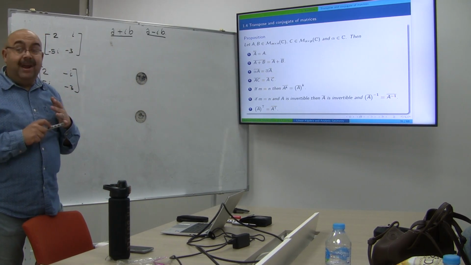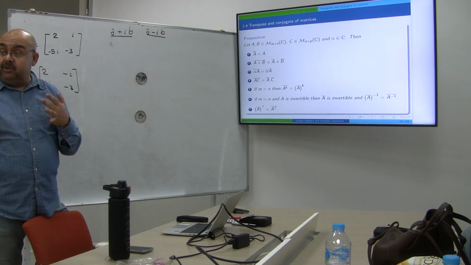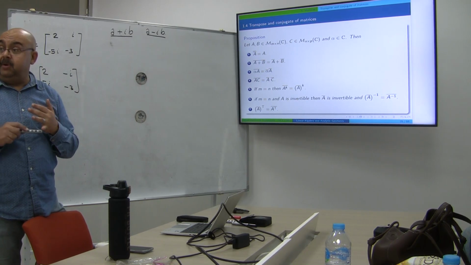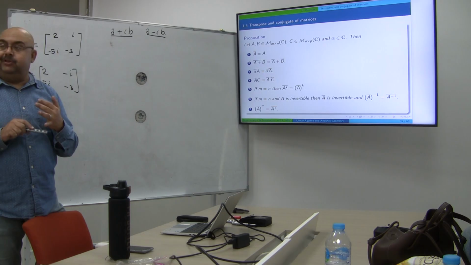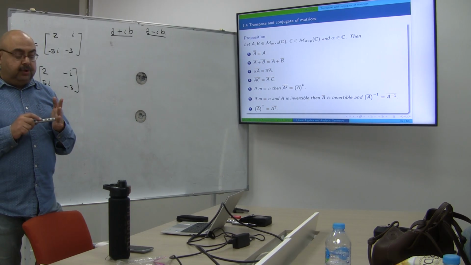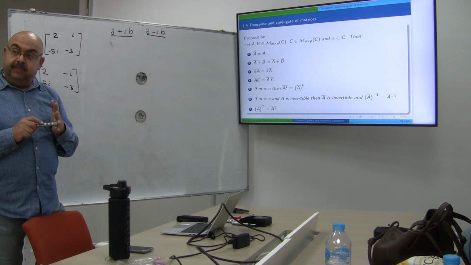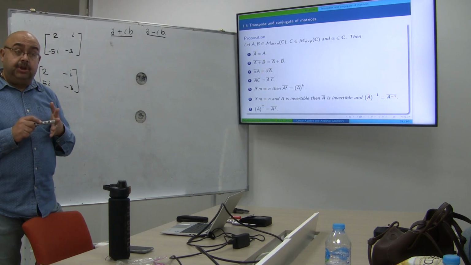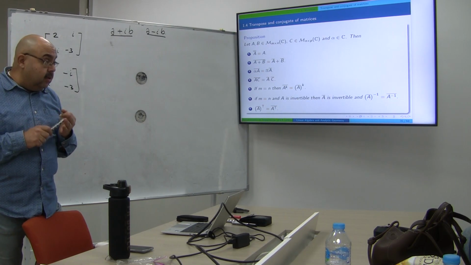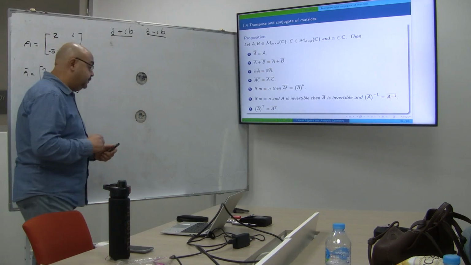Remark, we have an inverse. The properties of the inverse already exist in the previous lecture. If you remember, we started with the properties of the inverse, then we took the transpose properties, then we took the conjugate properties. The three of them are really very important.